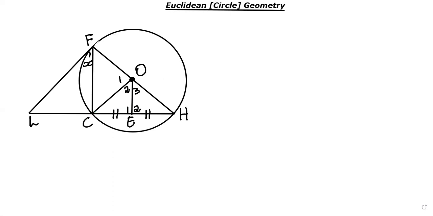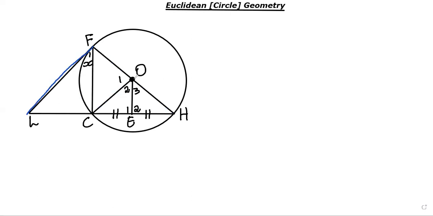We also see that this chord FC, or this arc FC, subtends angle O1 at the center of the circle. The very same chord and the very same arc is going to subtend angle H at the circumference of the circle. And we know that the angle subtended at the center is twice as much as the angle subtended at the circumference. Awesome.